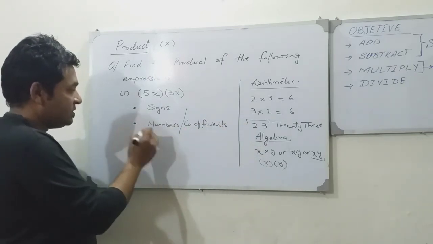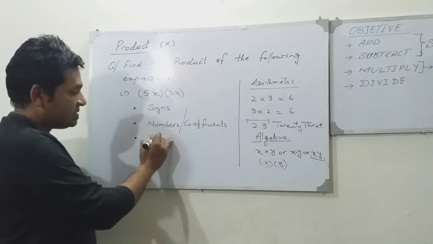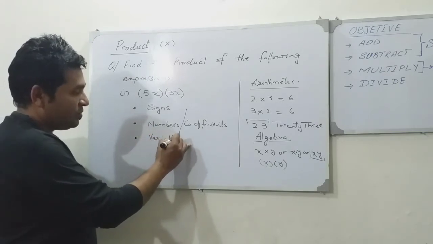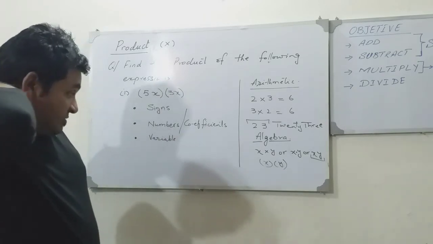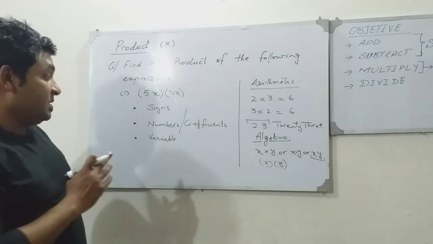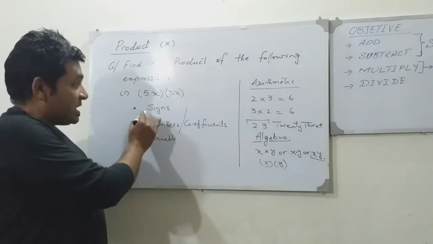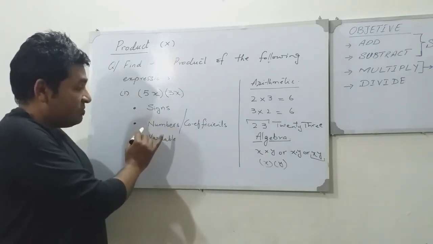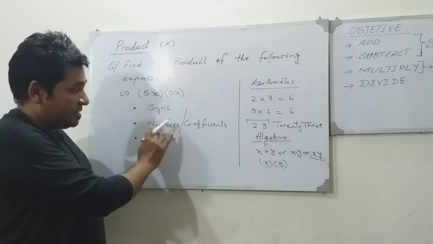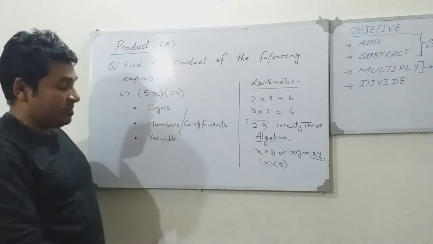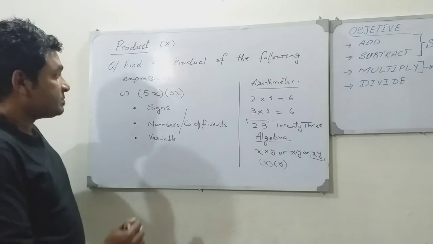And then you multiply the variables. So don't think that we have to just multiply the variables. No, it is in order. We multiply the signs first of all, then we multiply the numbers or the coefficients, and then variables. The turn of variables then comes.